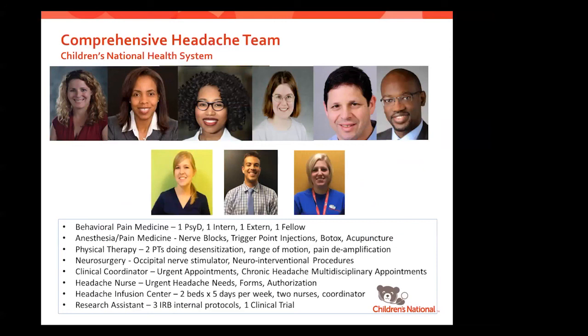We have anesthesiologists that do trigger points and nerve blocks. We have physical therapists that do desensitization and pain deamplification. We have a neurosurgeon who does outstanding things for patients that need neurosurgical intervention. There's a coordinator for the clinic that answers the phone every time you call our headache number. We have a headache nurse that answers all of the patient phone calls in between, writes IEPs for patients, does authorizations, sends in their school forms. We have an outpatient infusion center in Washington, D.C. We have another one in Fairfax, Virginia. And we have a research assistant with lots of things going on right now. And in fact, those numbers are wrong because we have more protocols and more clinical trials.